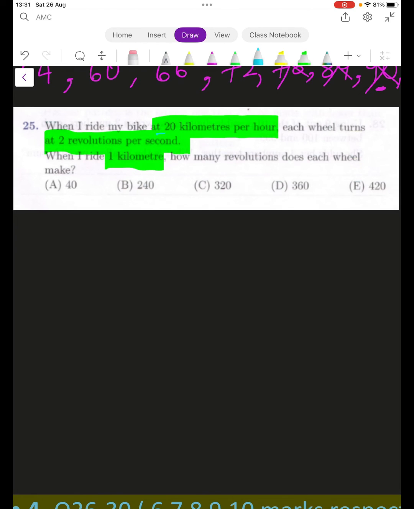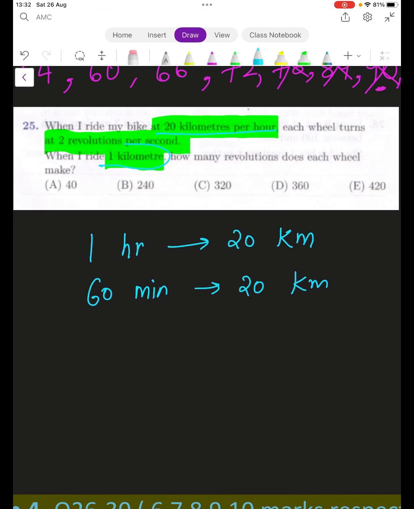All right, so this is a speed question. Let's write it. So the speed of my bike is 20 kilometers per hour. That means if I ride my bike for 1 hour, it will travel 20 kilometers. Now, because it's in minutes and we will finally have to go for seconds, let's see. So 60 minutes, we can travel 20 kilometers at that speed.